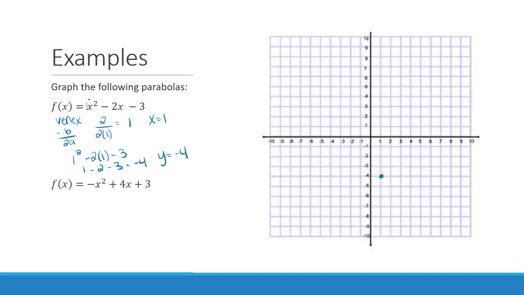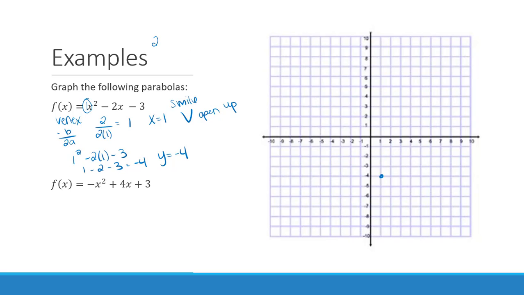Now think about what it's going to do here. If this is positive, that means it's going to smile at you. That means it's going to open up. So we do know that my parabola is going to be this shape here. What I would do at this point is just pick another number to plug in other than 1. You've already plugged in 1. So pick 2, for example.